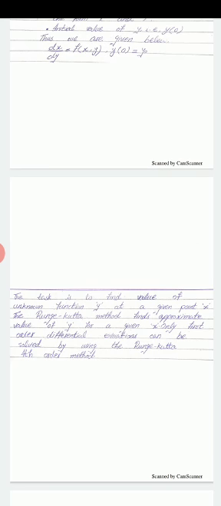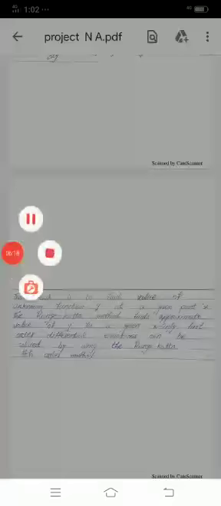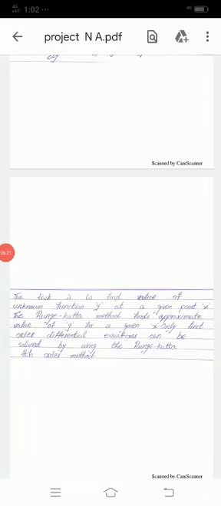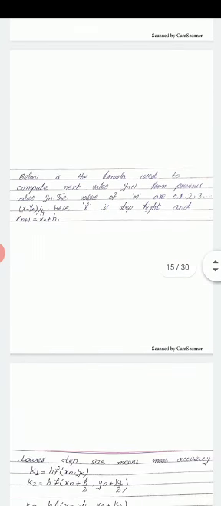The task is to find the value of the unknown function y at a given point x. The Runge-Kutta method finds an approximate value of y for a given x. Only a first order differential equation can be solved using the Runge-Kutta fourth order method. Below is the formula used to compute the next value y(n+1) from the previous value yn. The values of n are 0, 1, 2, 3 and so on, up to n = (x minus x naught) over h. Here h is the step height, and x(n+1) equals x naught plus h.